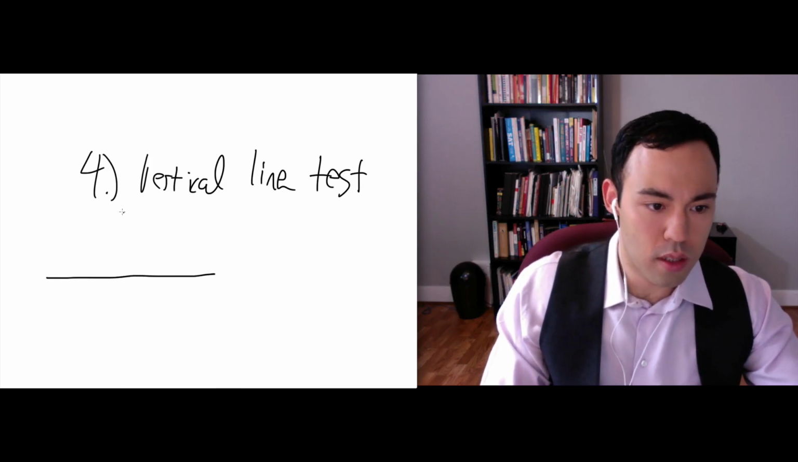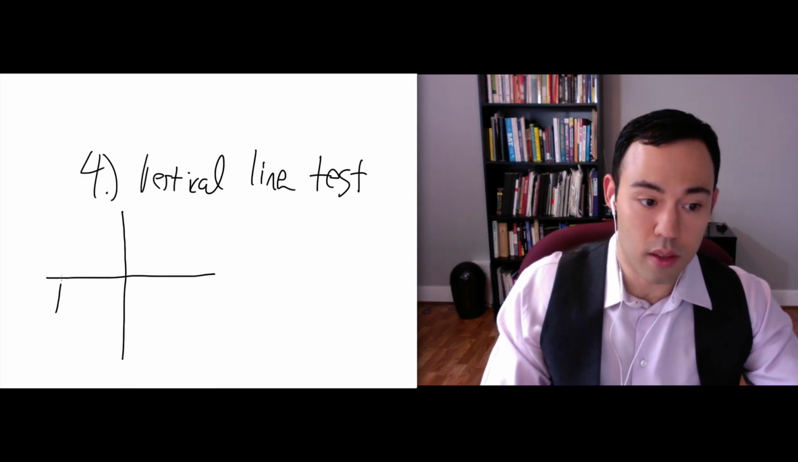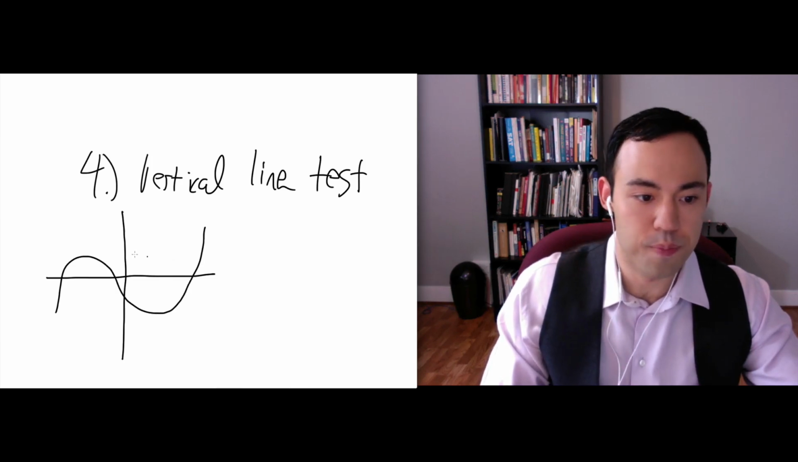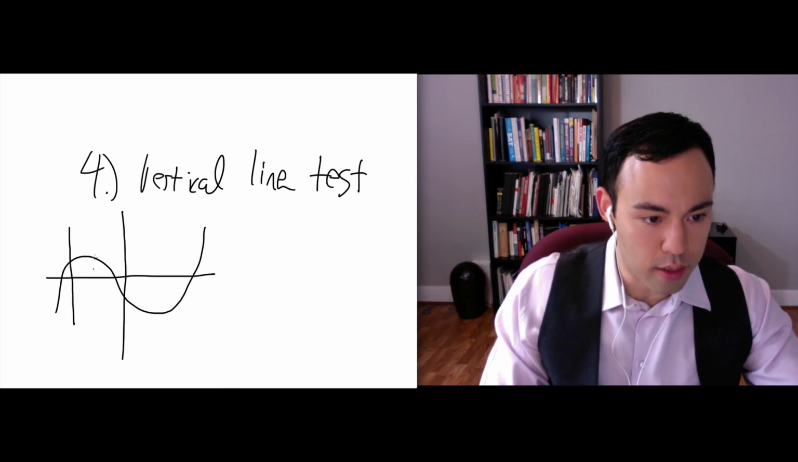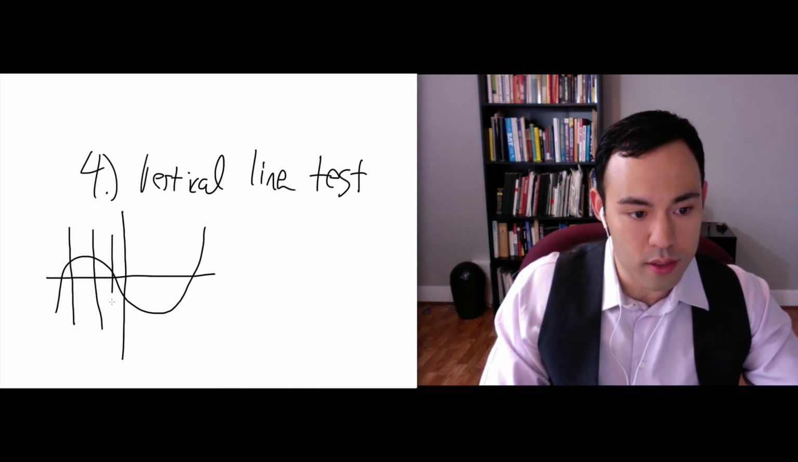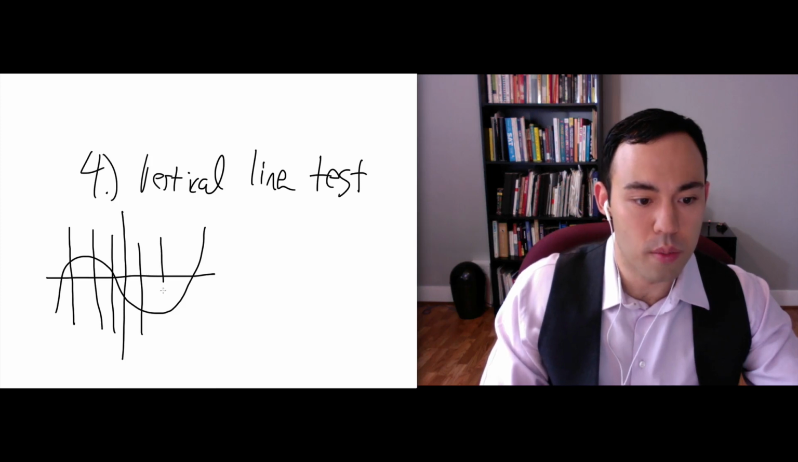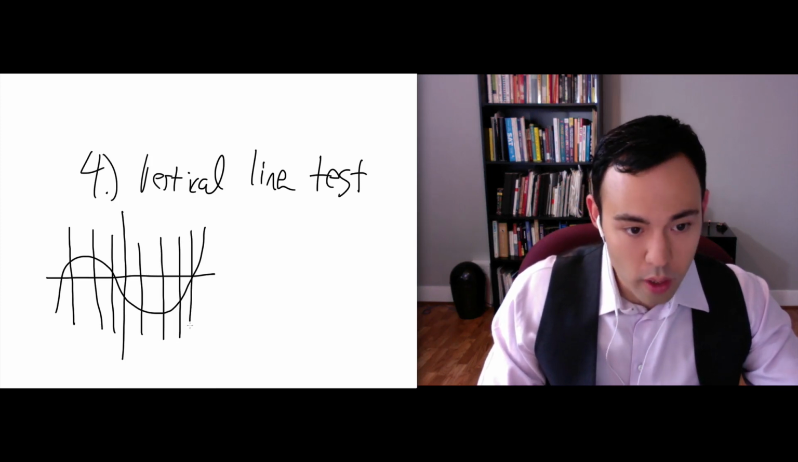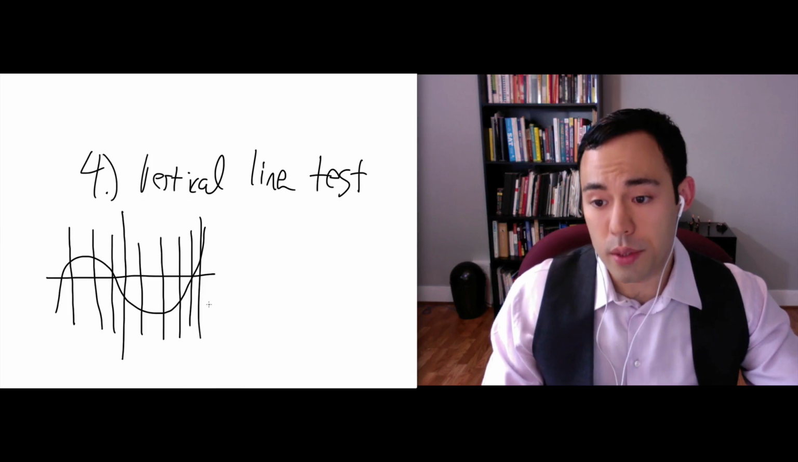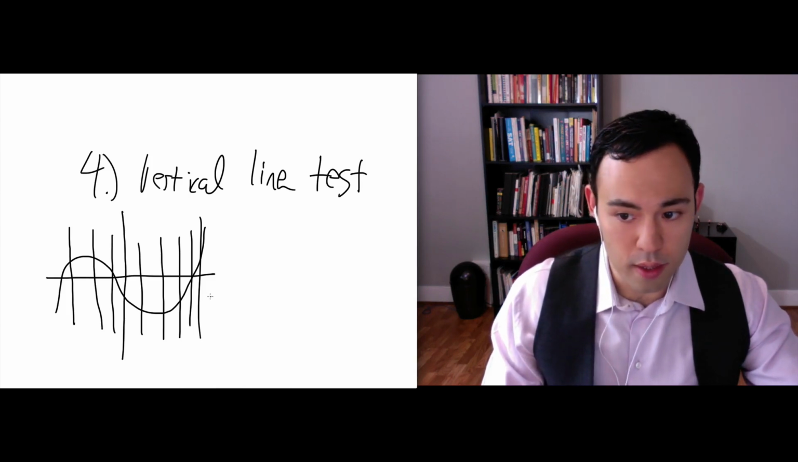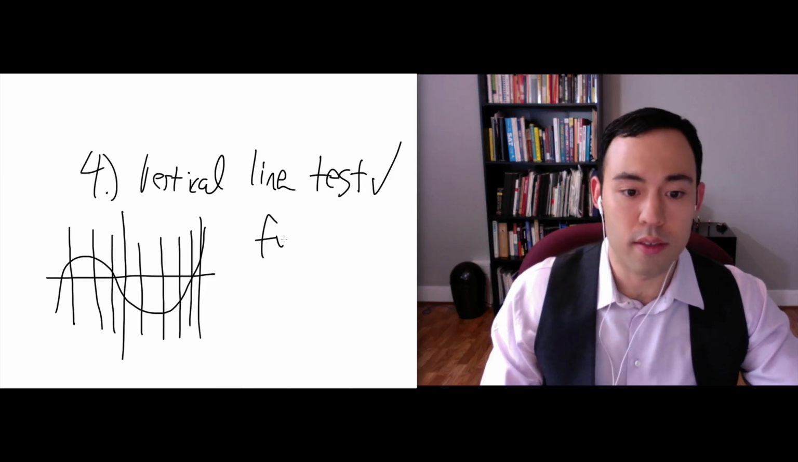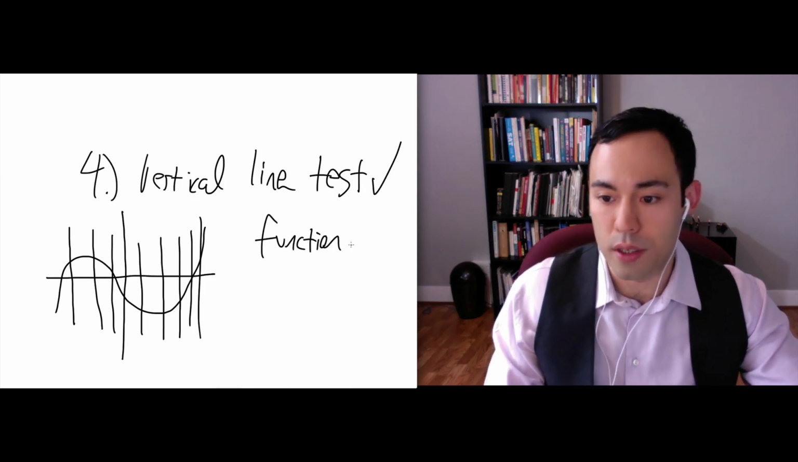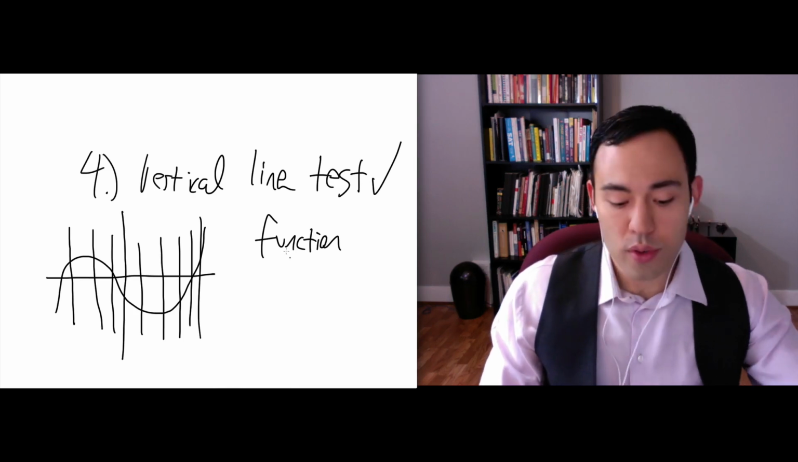Now, the vertical line test means that you take some graph, and ask yourself, can I draw a vertical line anywhere on the graph that intersects it at more than 1 point? And if there is no way to draw a vertical line anywhere that intersects the graph at more than 1 point, then the graph passes the vertical line test, and we say that it is indeed a function. So number 4 is essentially testing that concept.